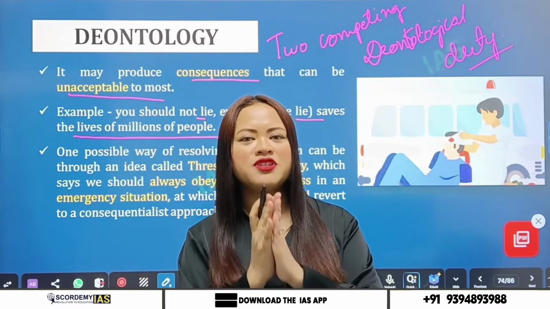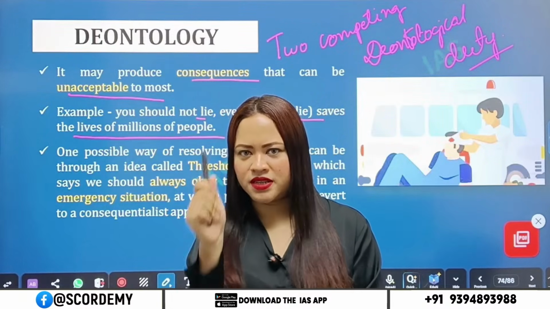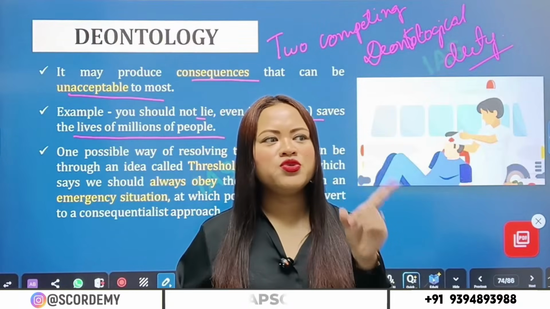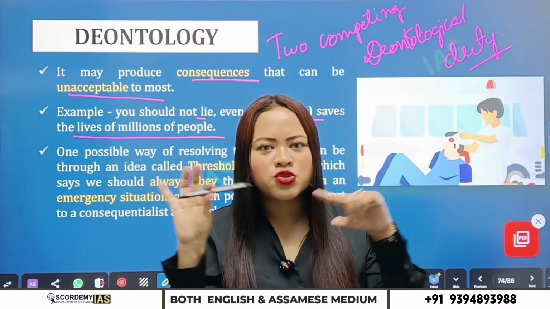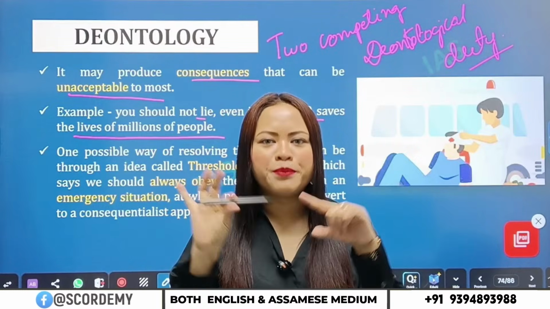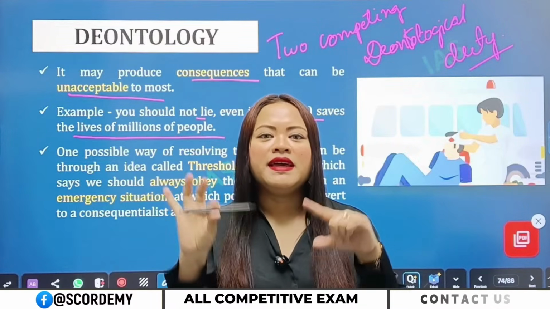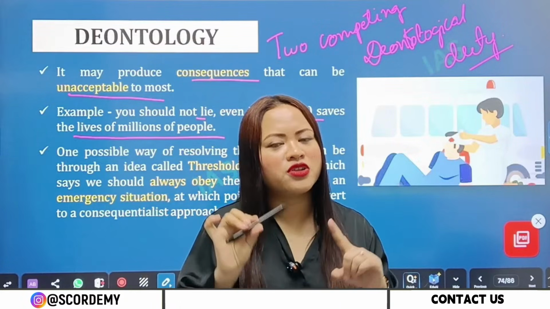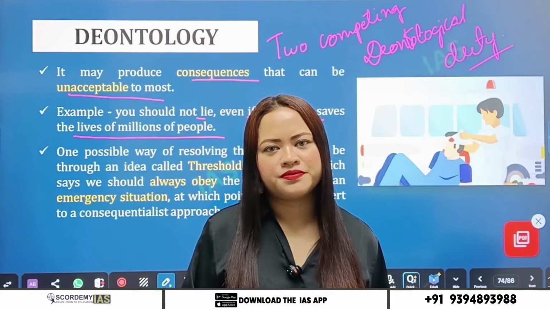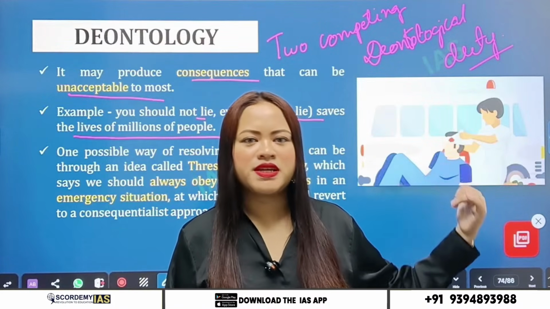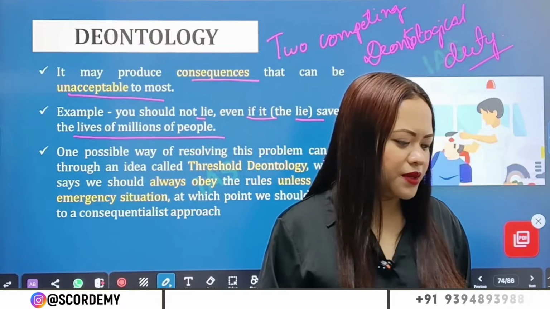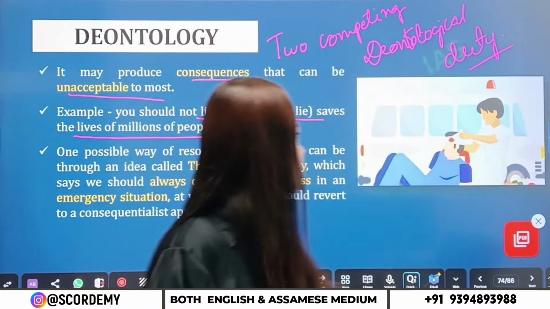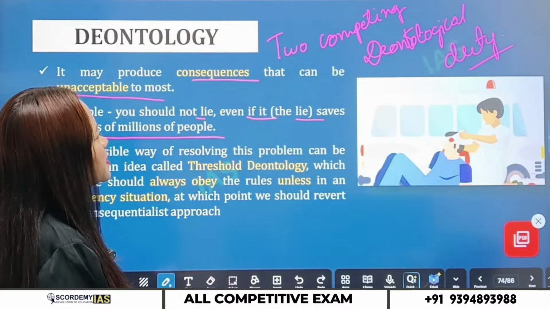Now you have a deontological duty to protect the family, number one. Number two, you have a deontological duty to speak the truth. These are two opposite, contradicting, and competing deontological duties. In this case, which deontological duty would you choose? That is one of the flaws, one of the drawbacks of deontology.